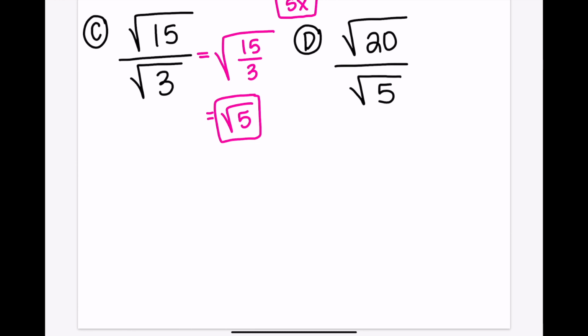And same thing with part D. I see 20 over 5, so you could simplify the top and the bottom separately, but I would just make this one big radical because 20 over 5 is a whole number. So that would be the square root of 4, which is just 2.